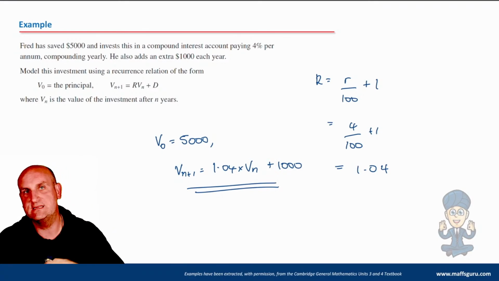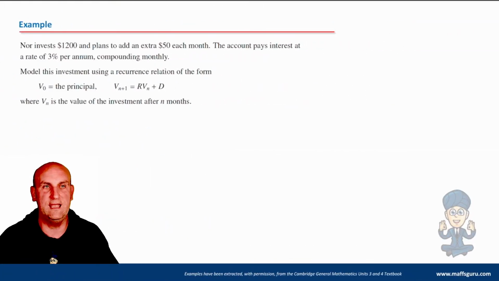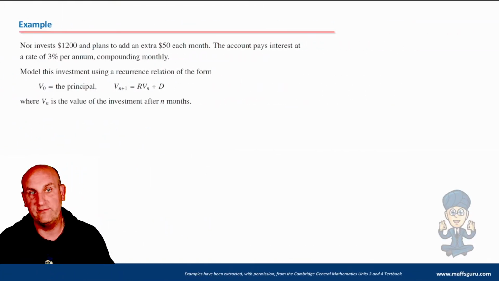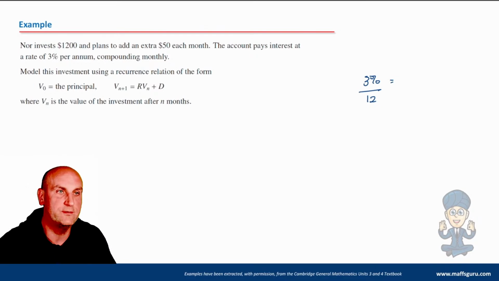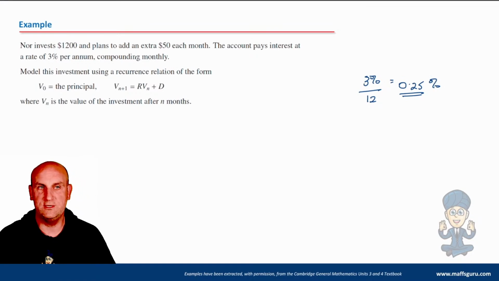And it's something that's examined in SACs over and over again. Nor invests $1,200 and plans to add an extra $50 each month. Oh my God, how typical of maths teachers. We've just changed the numbers and perhaps the name. Now, the account is paying interest at 3% per annum, but it's compounding monthly. So the first thing I always do is say, well, I want 3% divided by 12. I don't want to get the wrong value. So I'm going to do this off screen, 3 divided by 12, and that gives me 0.25. Now again, that's my little r in my equation. Again, model this using a recurrence relation.